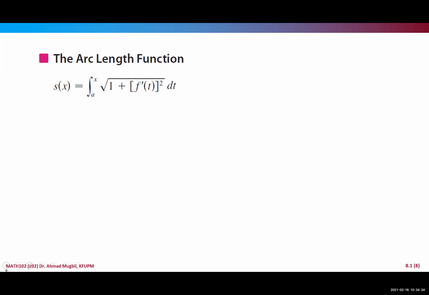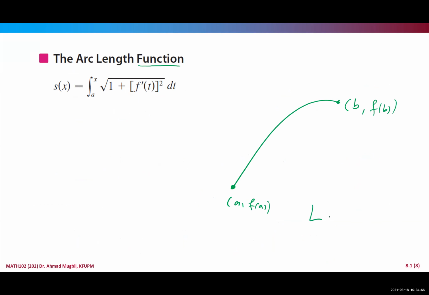The last part of this section, shabab, is about the arc length function. We can have it as a function. How? If you have a curve, and you have a point here, let's say A up to B, the other point is B. So here, this is A and f of A. This is B and f of B.